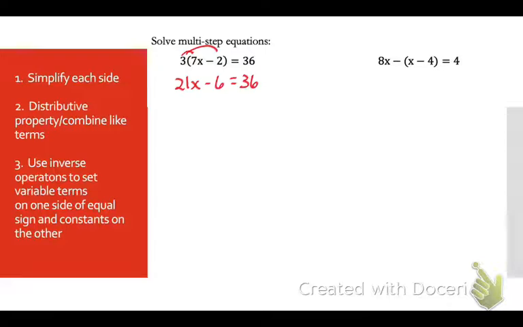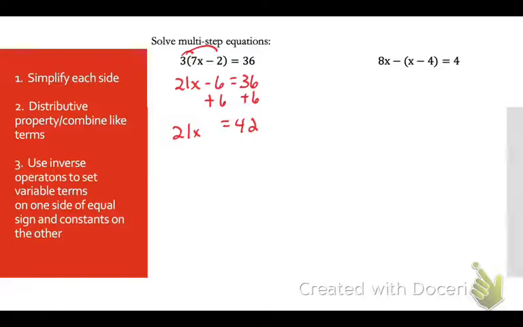Now there's nothing on the separate sides of the equal sign that I can combine. So now I'm moving on to step 3. So I'm going to use inverse operations to move my numbers to one side and keep my variables on the other. So I see the minus 6 on the left side. I'm going to add the 6 to both sides to isolate that x term. So we rewrite as 21x equals 36 plus 6, which is 42.